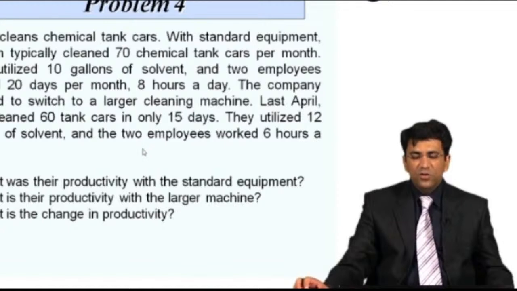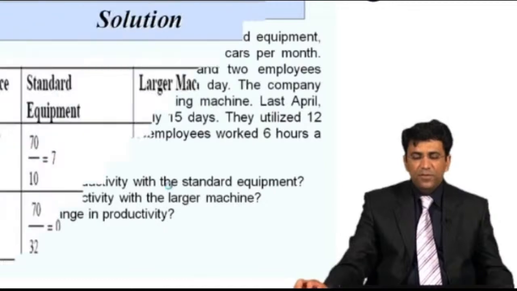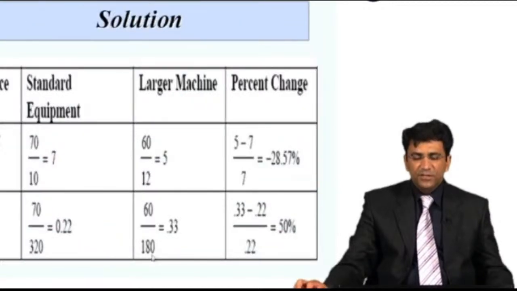So our new input in this case will be 2 multiplied by 6 multiplied by 15. So that will be equivalent to 180. So in this way we can calculate the new labor productivity after the usage of that larger machine, and you can see there is an improvement in the labor productivity by 50%.